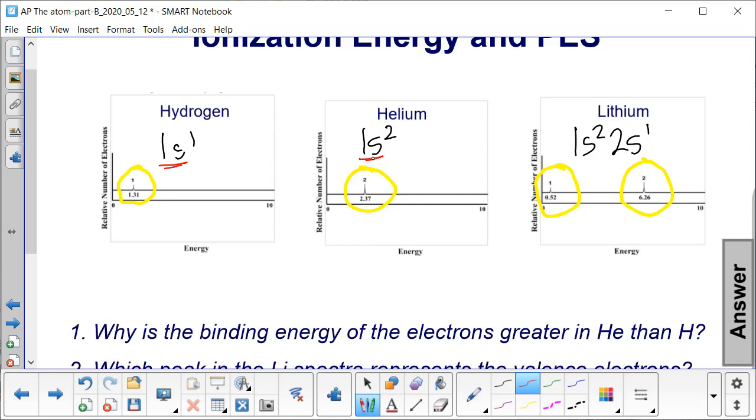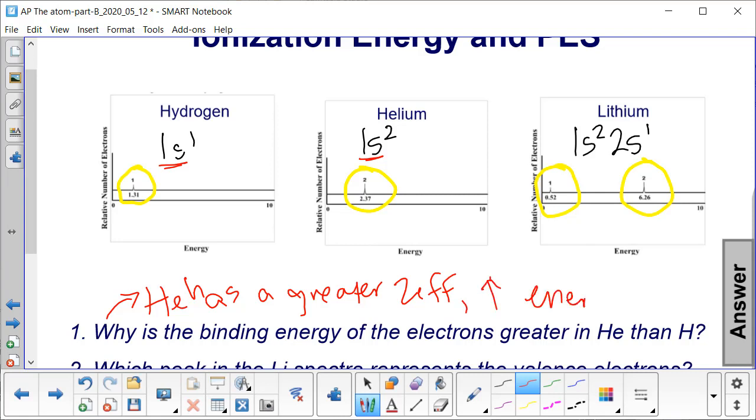Why is the energy greater? Well, because helium has an extra proton, right? So helium has a greater effective nuclear charge. More protons in that nucleus, and you're adding electrons to the same orbital. So the shielding is the same. There's no shielding here. And those electrons then are held more tightly. Okay, and so that increases the energy.